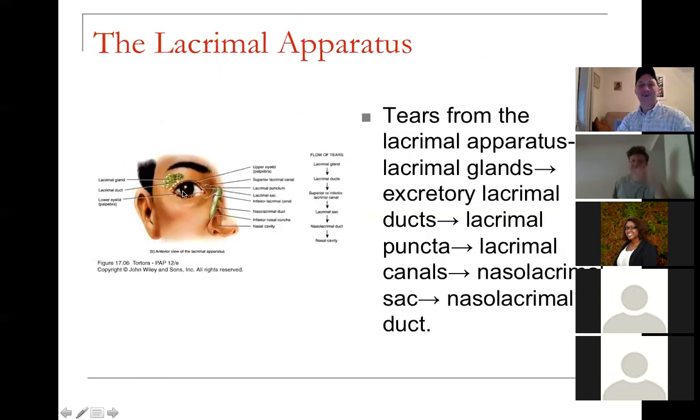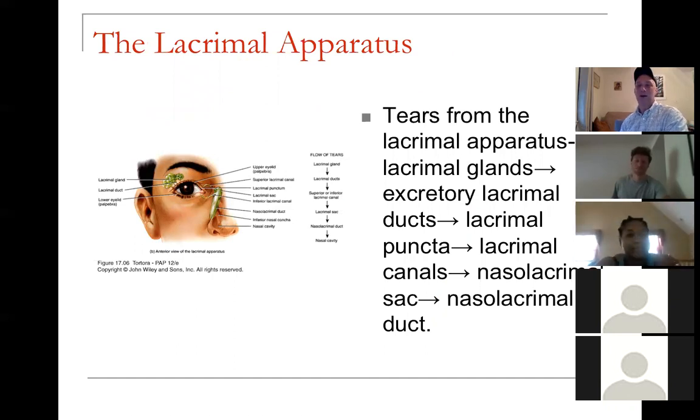You're like, what the heck? What is the purpose of actually having a lacrimal apparatus? Sophia's like, I paid extra for this class.